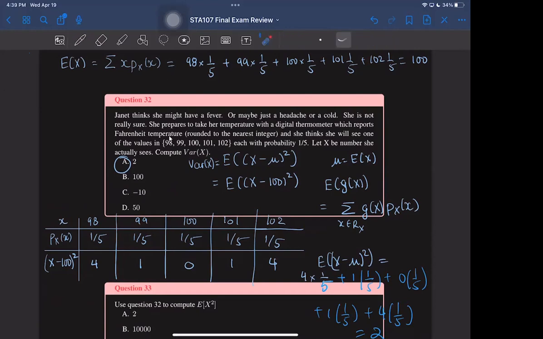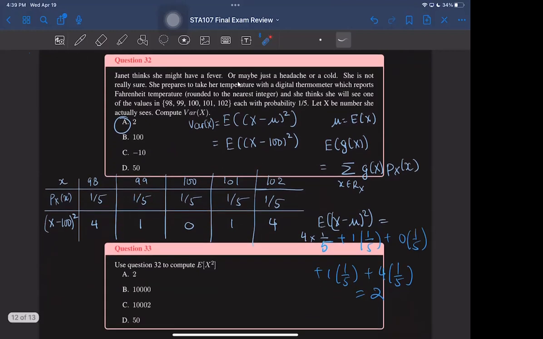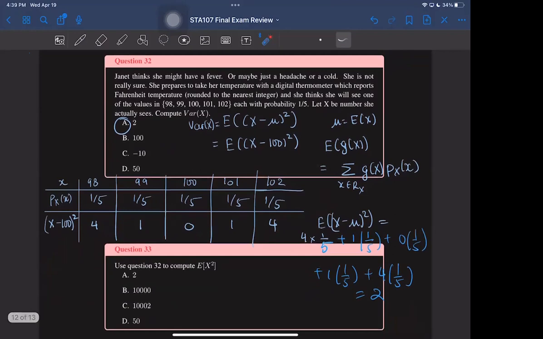When you want to calculate expected value of a function of X, just create a row that represents that function and calculate the value of that function for each value of X. And then you just multiply with the probability and add them together. If no questions, I will let you vote on 33. Now you can use question 32 to answer 33 pretty fast.